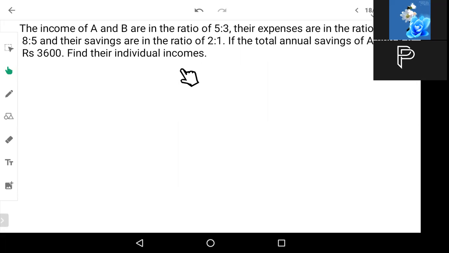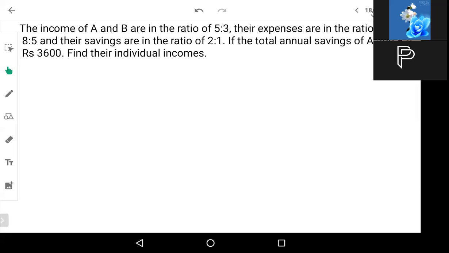Correct? So this is almost similar to the previous problem, but see which all ratios are given. In the previous problem, we had income, expenditure and savings. So here we have income ratio, expense ratio, savings ratio, and the total savings is given as 3,600. But it is not each of their saving, it is total savings. A and B together saved 3600. Okay, and we are supposed to find their individual incomes.